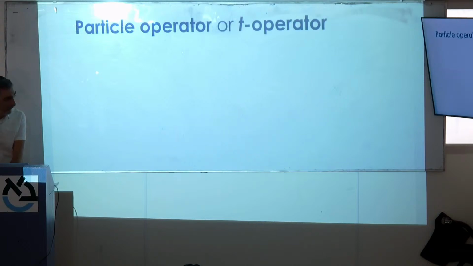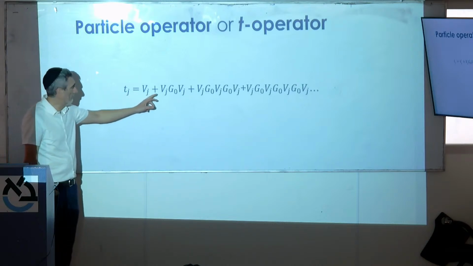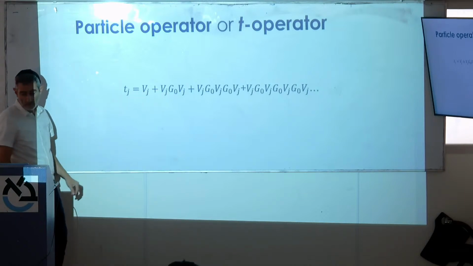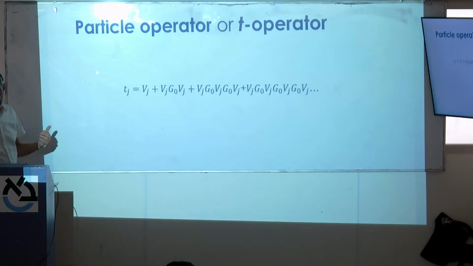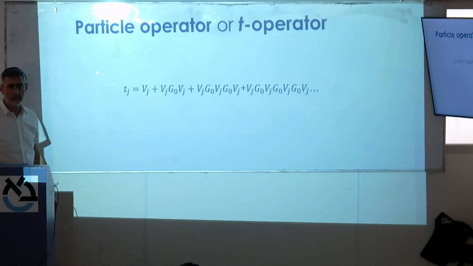So just to push the formalism a little further, and I think that's very important, I define what I call the particle operator, the small t operator. The small t operator is given by tj equals Vj, Vj G0 Vj, so it's only applied to one scatterer. Actually it's the scattering by the same object, the same scatterer, the same as the big T operator worked on many scatterers. So you have the potential for the scatterer, then you have an interaction between the potential and itself.